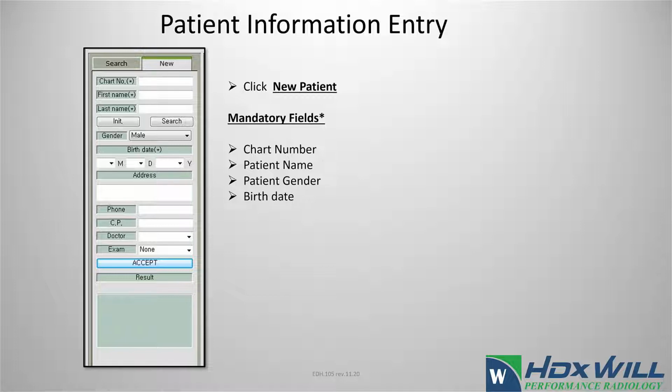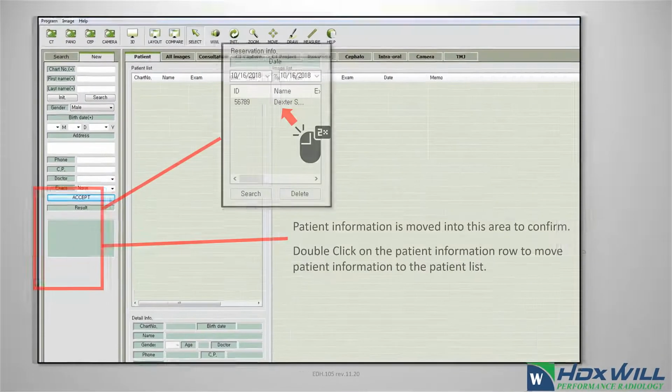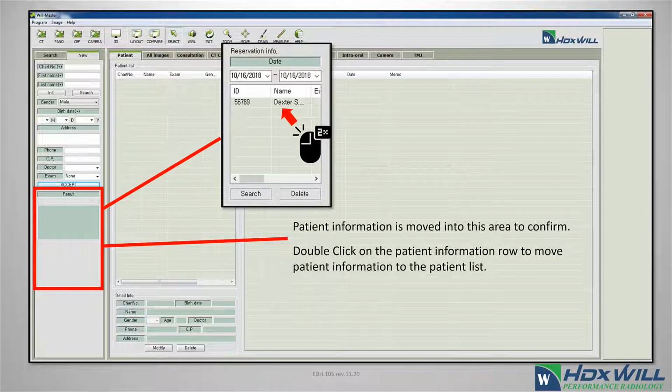You must have the patient's name first and last, the patient's gender, and the birth date. Based on your patient's age and gender, it will automatically change the exposure settings of the Dentri CBCT machine. These entries are essential for image identification, DICOM image identification and storage, and imaging settings for the Dentri machine. Once all the information is entered, press Accept.